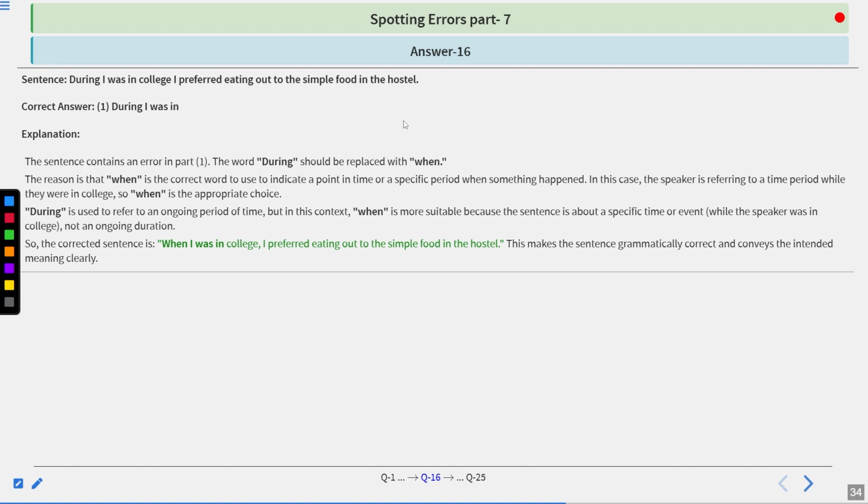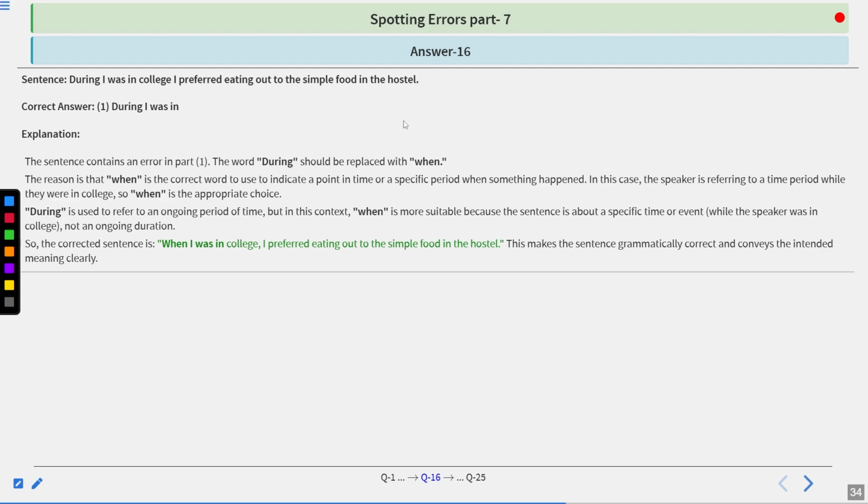"During" is used to refer to an ongoing period of time. But in this context, "when" is more suitable because the sentence is about a specific time or event, while the speaker was in college, not an ongoing duration. So the correct sentence is: When I was in college, I preferred eating out to simple food in the hostel. This makes the sentence grammatically correct and conveys the intended meaning clearly.